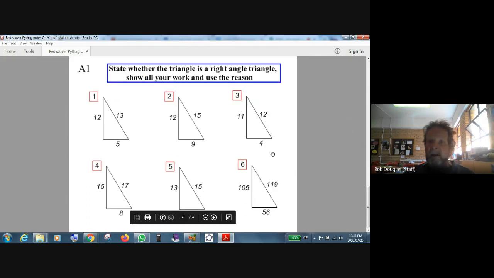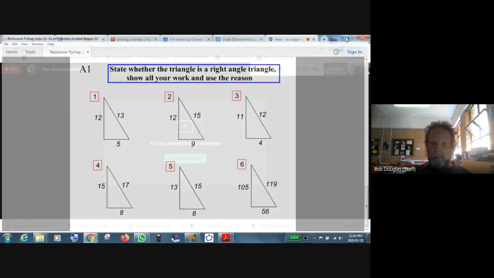And that's it. Now, for the questions I gave today, you just test. Some of these will work and some of them won't. You can say, yes, it is a right angle triangle because of the converse of Pythagoras, or if it doesn't work out, say it's not a right angle triangle. And that's what I want you to do with this stuff today.